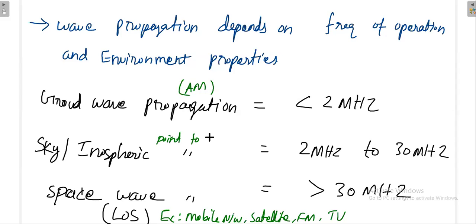This will be clear once we go into detail. That means the sky wave and ionospheric propagation, you cannot use it for broadcasting purpose. And again here the communication is with the help of the sky or ionospheric layer. So the first one is ground wave propagation.